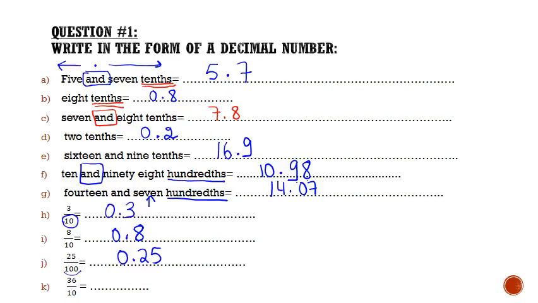Karim, can you help us? Yes. 36 over 10. How do I write it? I have only one digit in the denominator, right? Which is the tenths, yes. So I have 36 over 10. So it becomes 3.6. That's it. Okay? Good.